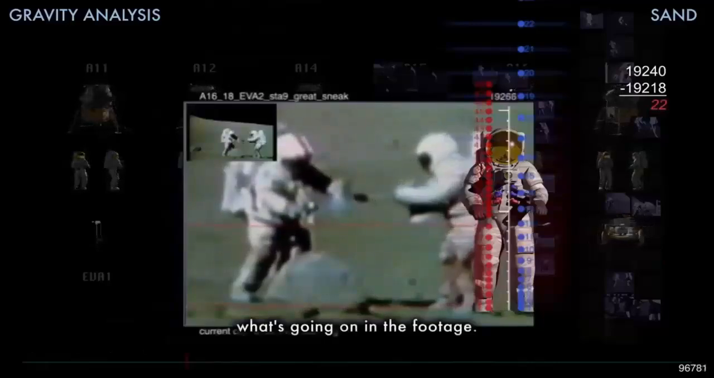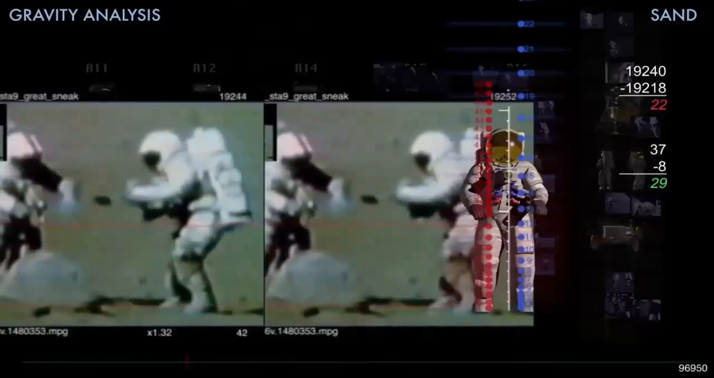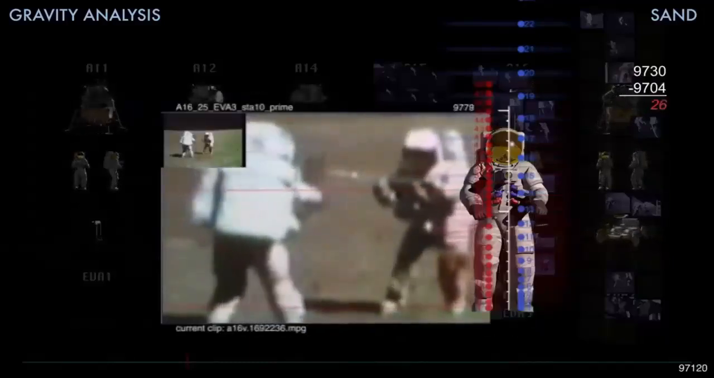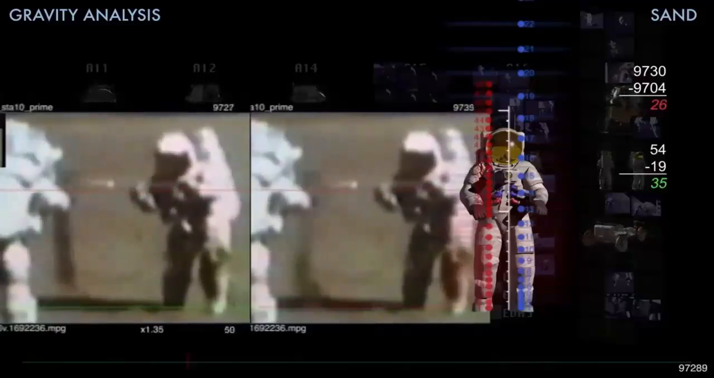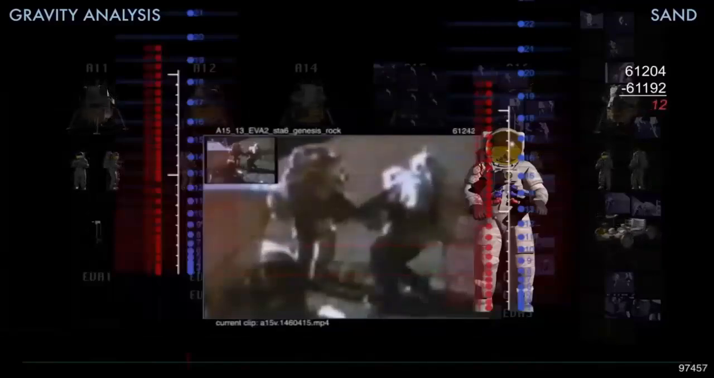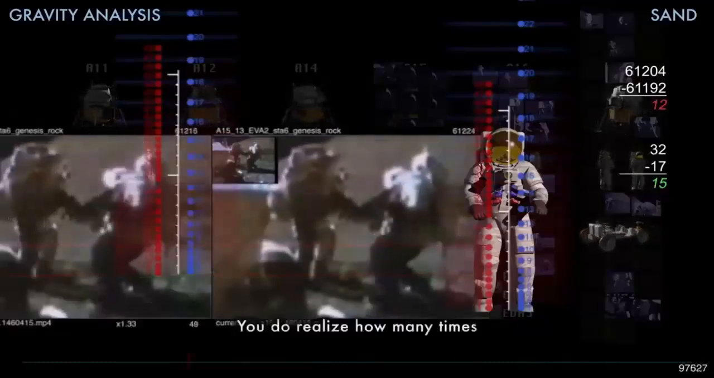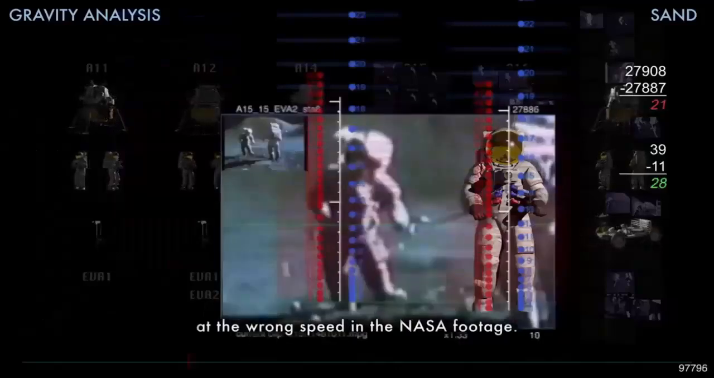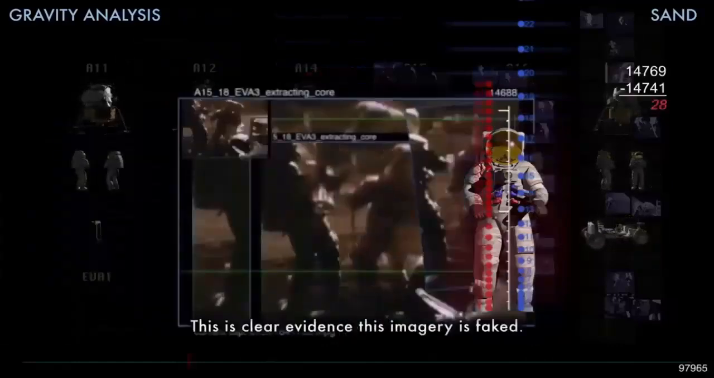Try to keep a mental note of how many times you are seeing things fall in this clip. Note the different rates at which the sand falls on the left compared to the right, and then back to the middle. And then back to the left and back to the right, and then back to the middle. The sand behaves as if it was in Earth gravity, slowed down and then sped up again, and then slowed down. Do you realize how many times we're seeing things fall at the wrong speed in the NASA footage? This is not a fluke. This is clear evidence this imagery is faked.